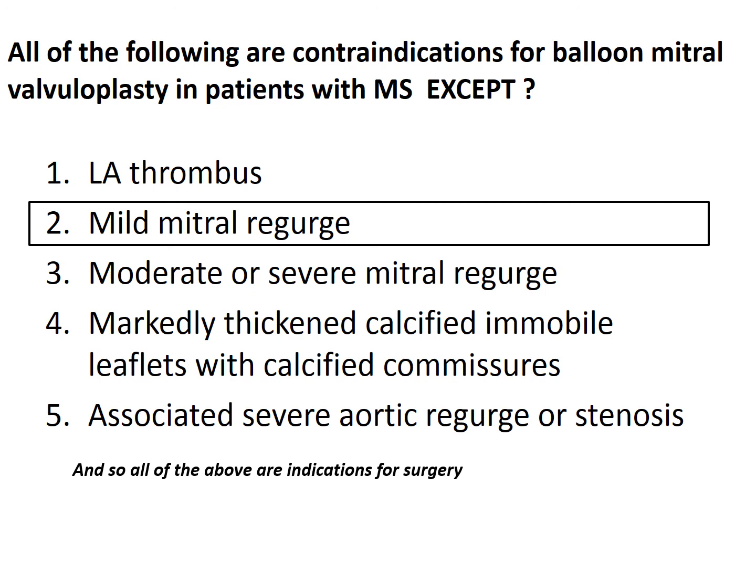Finally, if the patient has a significant pathology affecting the aortic valve, for example, severe aortic regurg or stenosis, and he will eventually be subjected to open heart surgery to treat the aortic valve, so no need to subject him to a balloon valvuloplasty for the mitral valve. Anyway, he is going to be subjected to open heart surgery to repair and or replace the mitral and the aortic valves in the same setting.